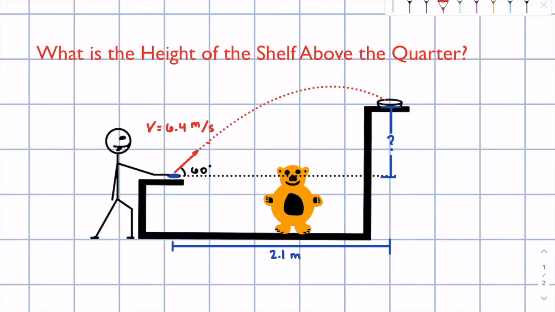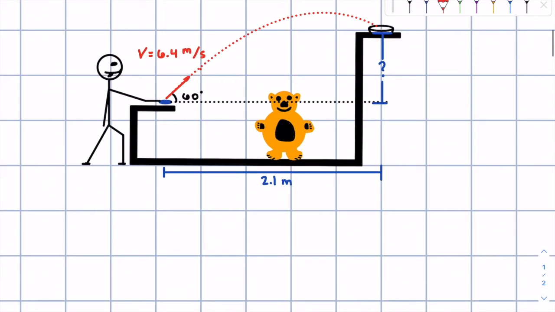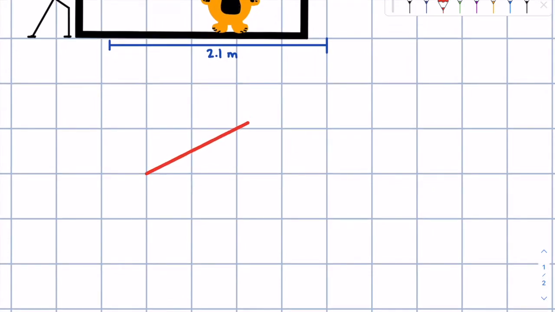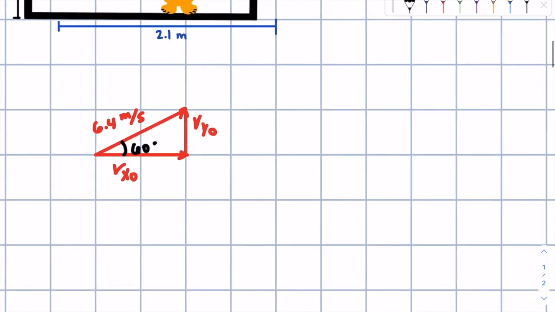To start off, I find it important to draw this velocity vector and put it into its components. Here's our velocity vector of 6.4 meters per second, and the x component is going to look like this in that direction. We're going to call that Vx naught, and Vy naught points in that direction. They gave us that this angle is 60 degrees, so we're going to use some trigonometry to solve for Vy naught and Vx naught.